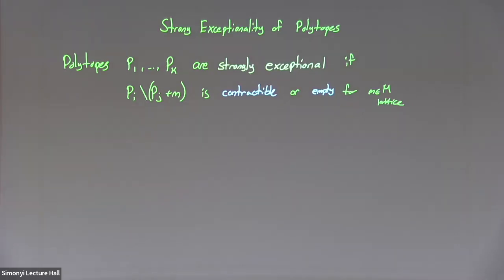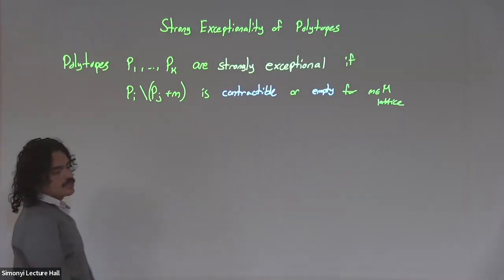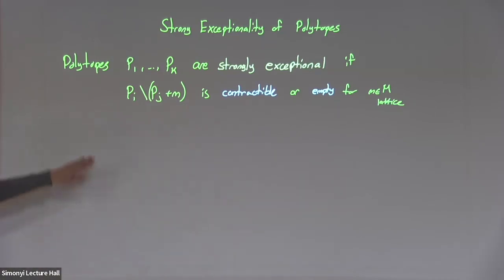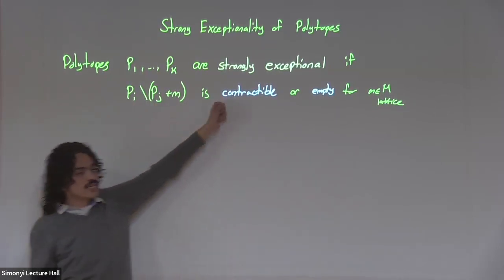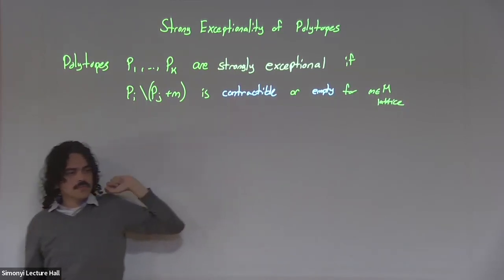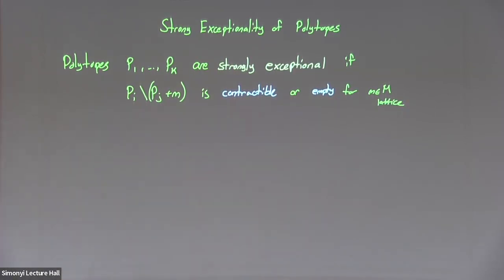So I say that a collection of polytopes is strongly exceptional if the following condition is true. If you take the set difference of one polytope and a translation of another by any lattice translation, then that set difference is either contractible or empty. This is contractible in the sense of topology: you can squish it to a point without making any new holes. So this thing has no holes. Now, in general, if you take the set difference of polytopes, you can do very bad things. You can imagine a cube and you take away a triangle in the middle, and you create a bunch of loops somewhere in the middle. So things can be very nasty.